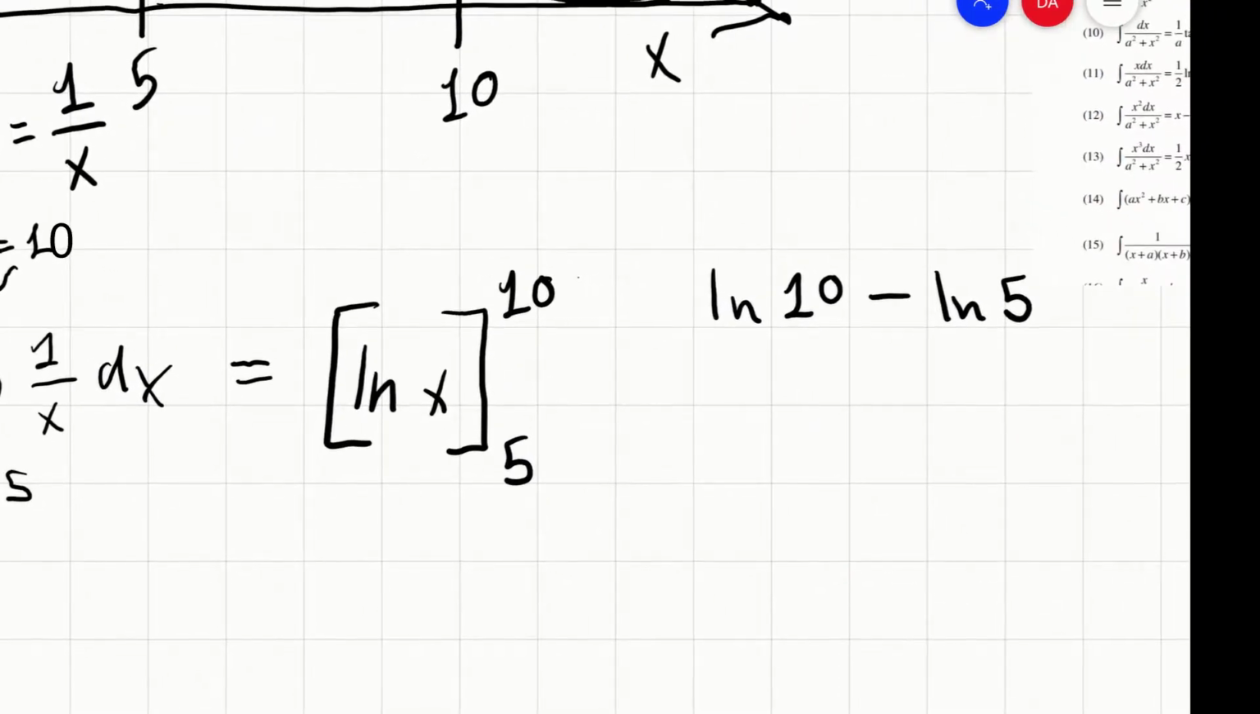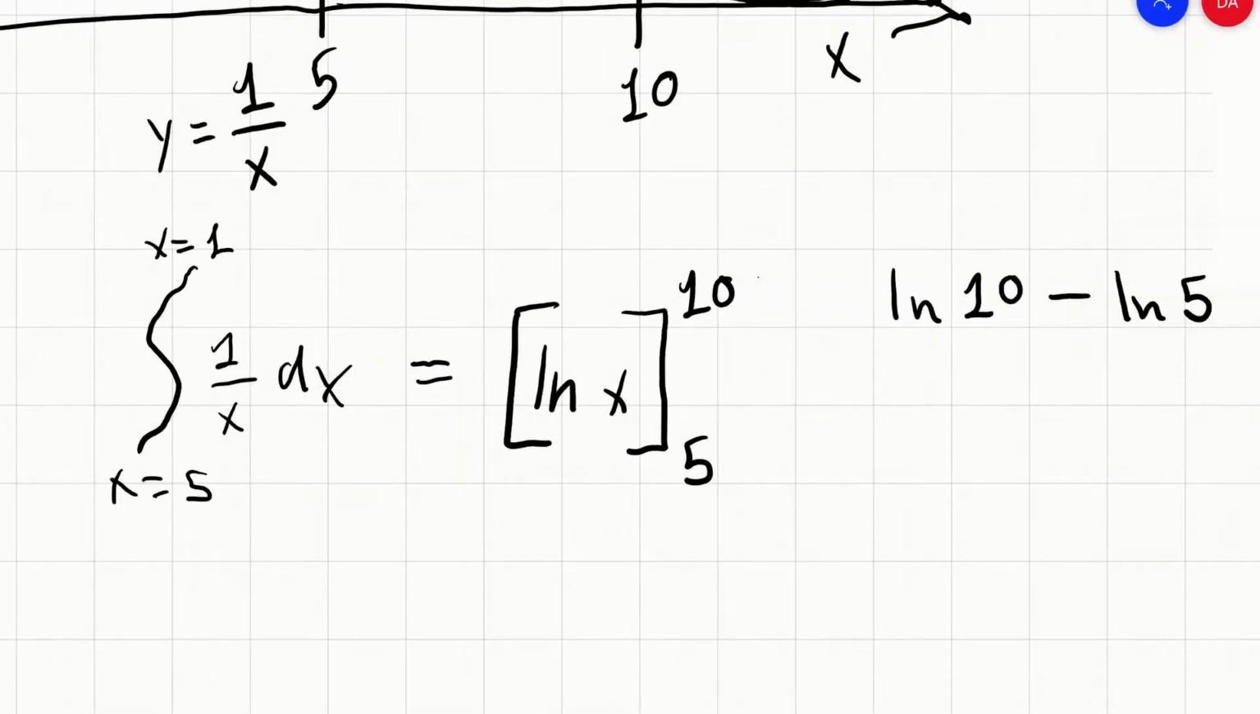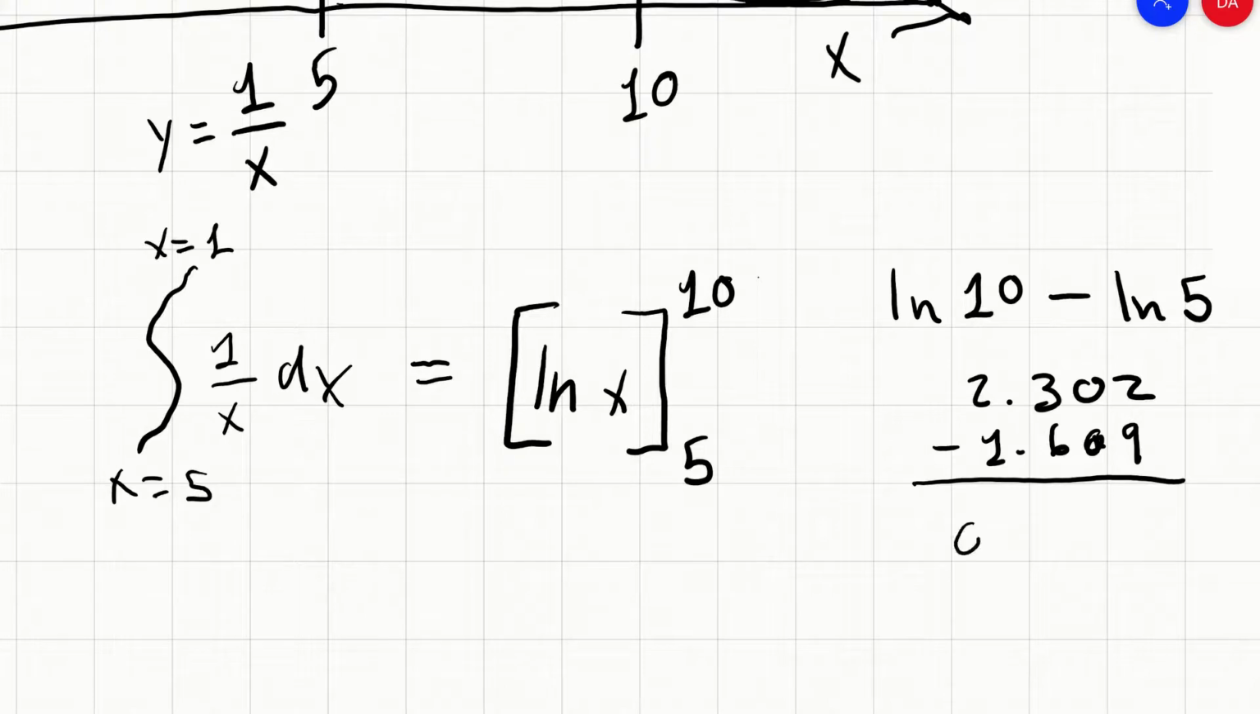So the natural log of 10 is 2.302, and the natural log of 5 is 1.609. So if we subtract these two, we get 0.693.